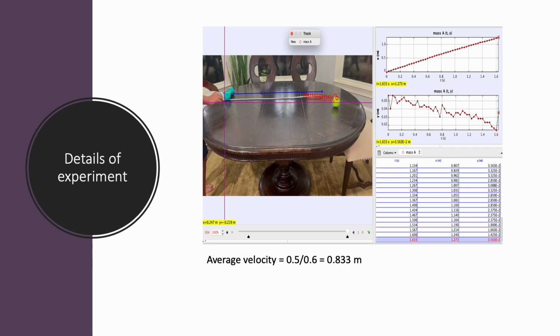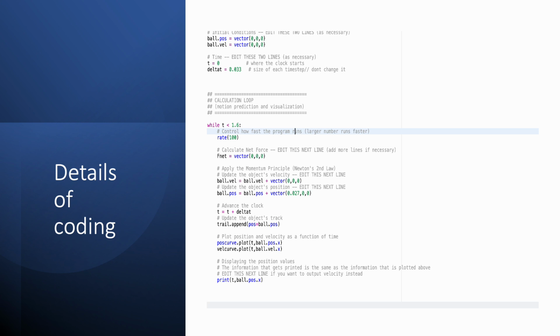So to calculate the average velocity, I did 0.5 divided by 0.6, which gave me 0.833 meters per second. And these are the values in the data table. So you can see the x values, which is for the position of the tennis ball, and then the t values, which is the time. So I used these values in the data table to create a computational model of the tennis ball in constant velocity using GlowScript.